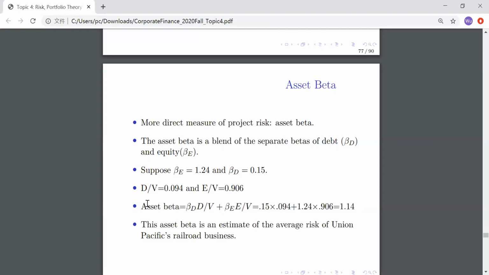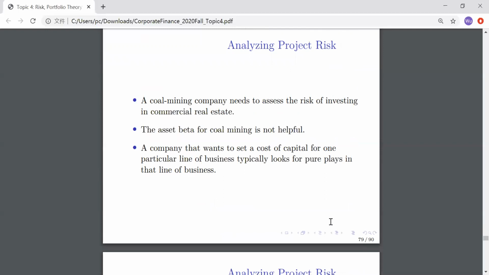Now, the asset beta is the total beta, like the beta for the company, and the company is a portfolio of debt and equity. This asset beta, as we pointed out earlier, is the estimate of the average risk of this company, for example, Union Pacific's railroad businesses. It's the overall beta. Now, when we look at the project risk, again, we need to look at whether the project is more risky or less risky than the average business. So suppose a coal mining company needs to assess the risk of investing in commercial real estate. In that case, we cannot use the asset beta for coal mining. We need to look for the asset beta for a commercial real estate company, because the risk is definitely different since they're in different businesses.